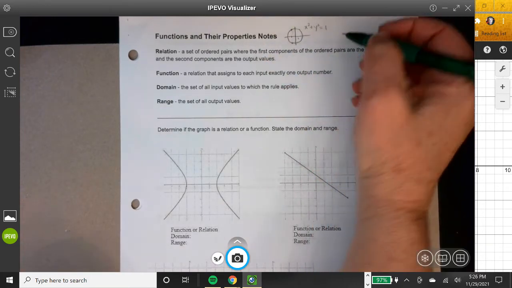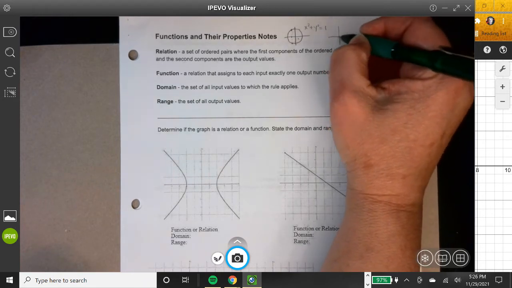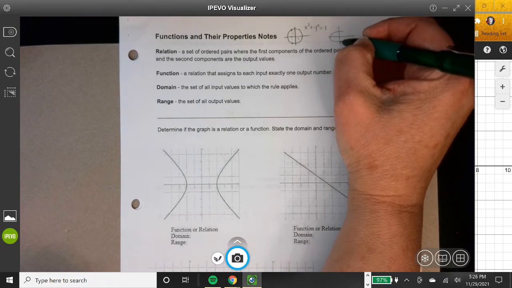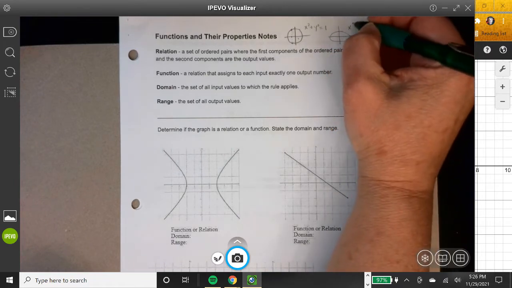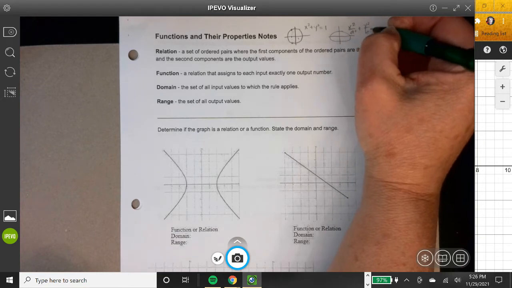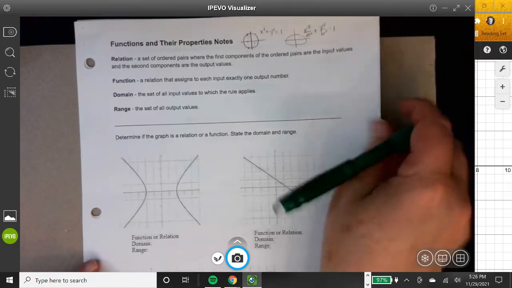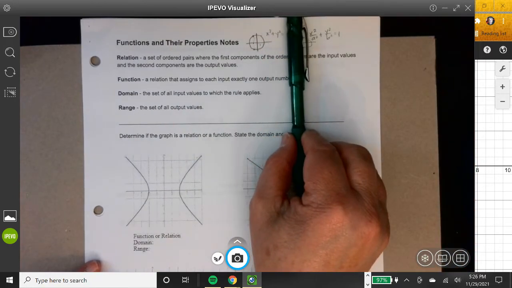There's another kind of relation that is an ellipse. And this one will be centered at 0, 0 again. This would be x squared over a squared plus y squared over b squared equals 1 if I do it in graphing form. And that, of course, also fails the vertical line test.